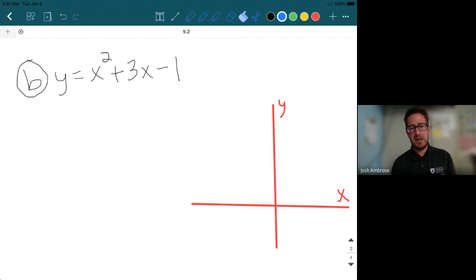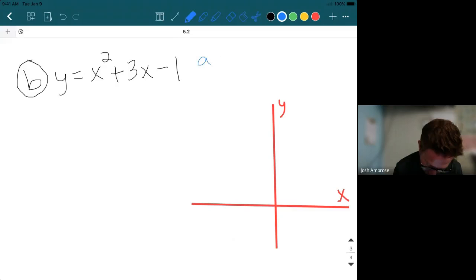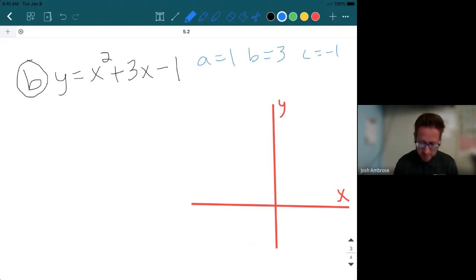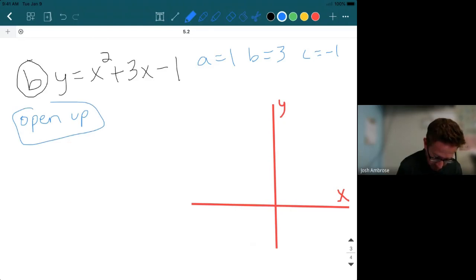Okay, first look at a. What is a? Doesn't look like there's anything there, but there is a coefficient. It's 1. Okay, so let's write out our values. a equals 1, b equals 3, c equals -1. So now we know what a, b, and c are. a is positive, so this is going to open up. All right, first part, done, taken care of.